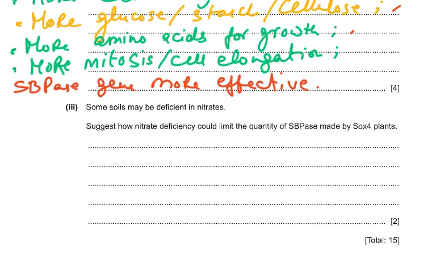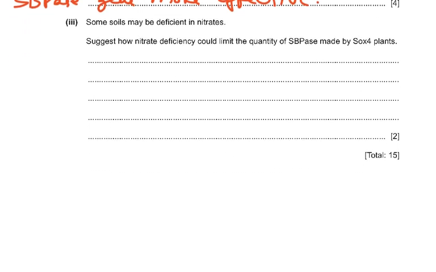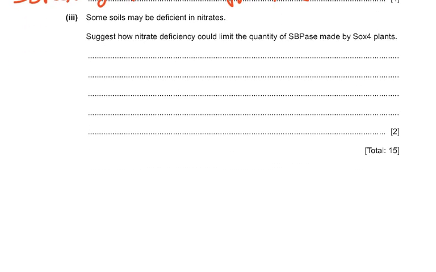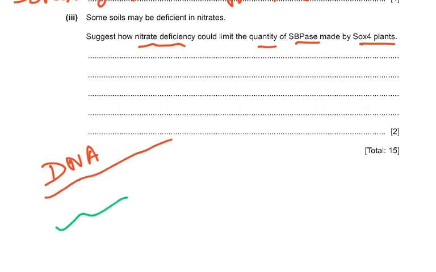Then we come to the last part of the question. Interesting question. Some soils may be deficient in nitrates. Suggest how nitrate deficiency could limit the quantity of SBPase made by the SOX4 plants. And I couldn't think of the answer. And the answer was that nitrogen is needed to produce nucleotides. What we have to understand is that first, from the DNA, which is the gene for SBPase, mRNA has to be made. If you don't have the nucleotides to make this mRNA, then how is the protein going to be made? So we needed the nitrates for the nucleotides.